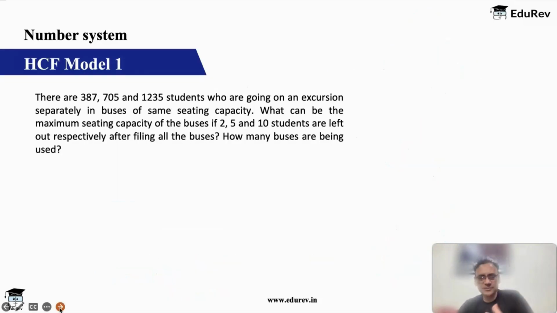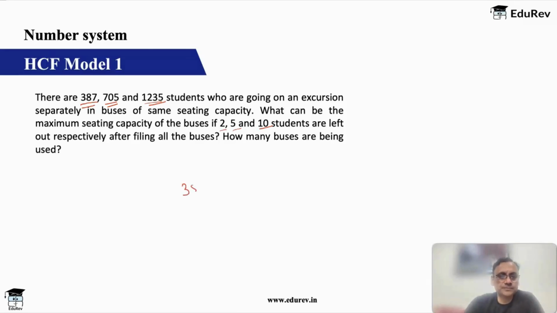First question, and again these will be practical questions. These will be applied questions, not theoretical. So there are so many students who are going on an excursion separately in buses of the same seating capacity. So 387 students go in some buses, 705 go in some buses, 1235 students go in some buses. What can be the maximum seating capacity of the buses if 2, 5 and 10 students are left out after filling all the buses? Okay.